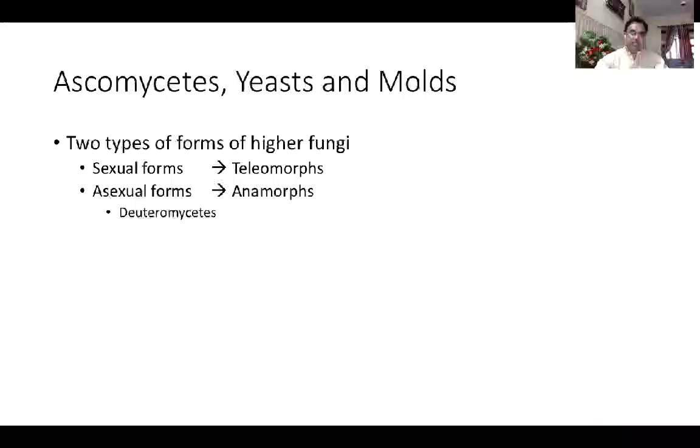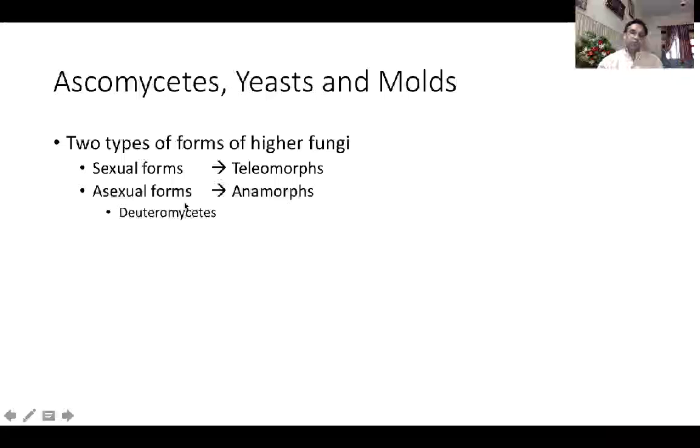Another thing that I would like to discuss in this slide is the relationship of Ascomycetes with Deuteromycetes. Deuteromycetes basically contain the asexual forms of fungi. The asexual forms are also known as anamorphs. So soil microbiologists mostly deal with the forms of fungi which are present in soil, and mostly the fungi present in soil are present in their asexual forms, and these are basically anamorphs.